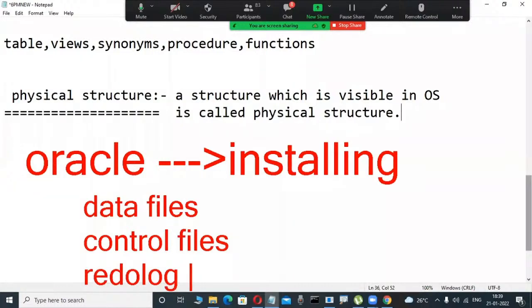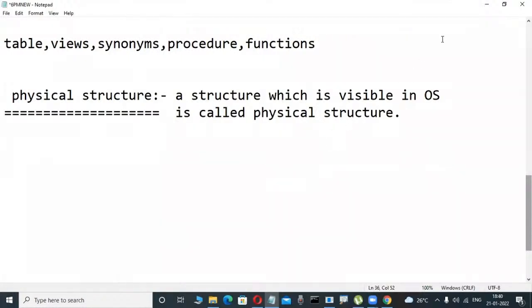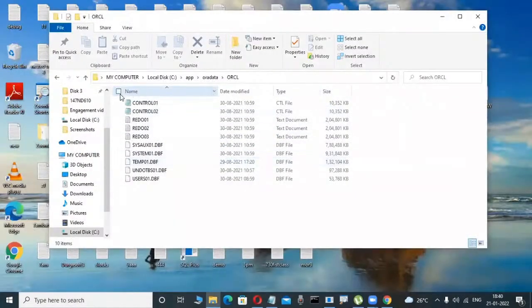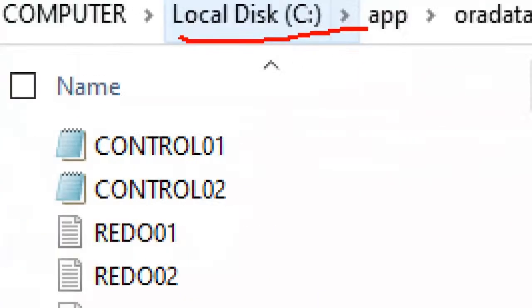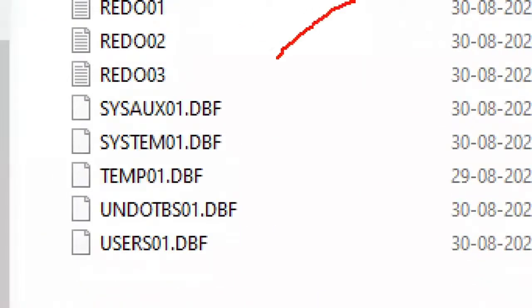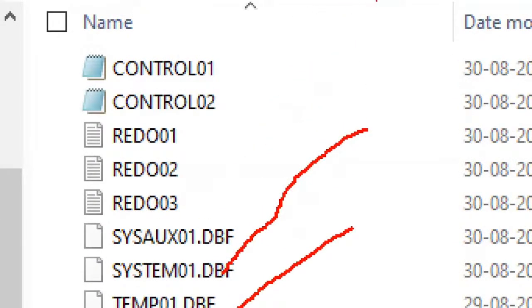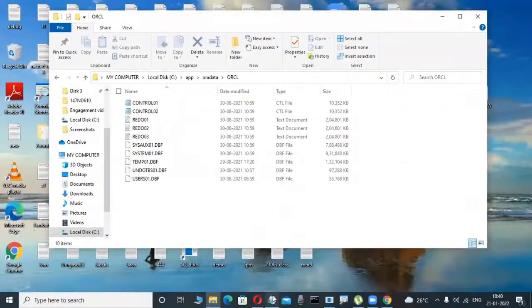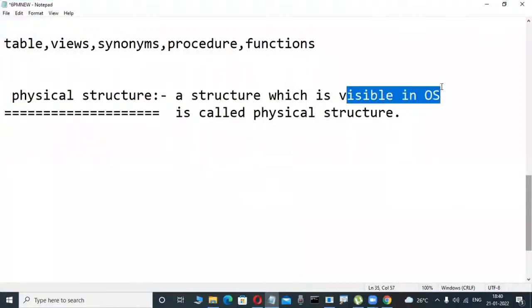These things you don't have an idea about yet. In the future, in the DBA concept, this is just a rough introduction in our course. Whenever I install Oracle software, some files are created on the disk, in the C drive, D drive. These are data files, .dbf files. Later you will be familiar with control files and redo log files. These files are visible in the operating system. That is called the physical structure.